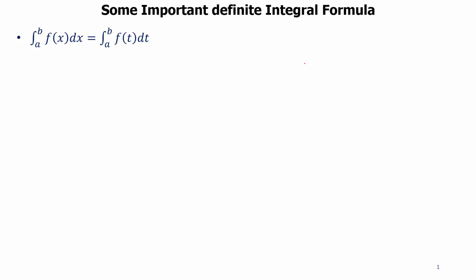First, the integration of f of x dx under the limit a to b is equal to the integration of f of t under the limit a to b with respect to t. Here, this definite integral shows that variables are not important in the case of a definite integral.